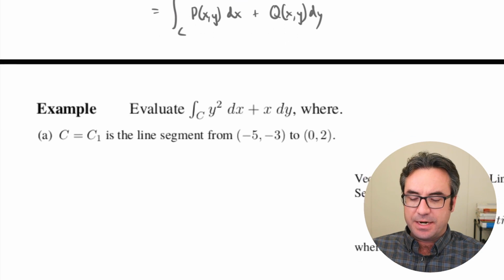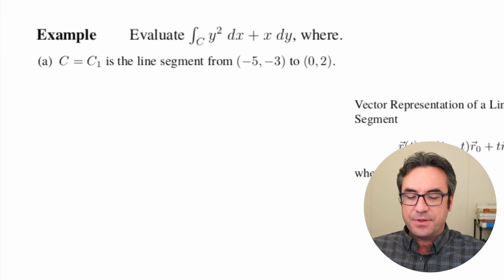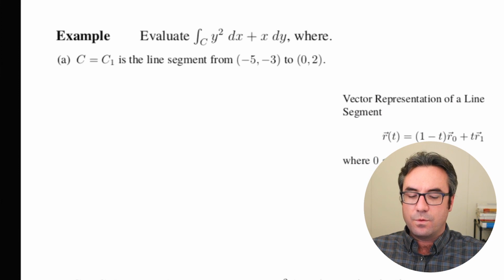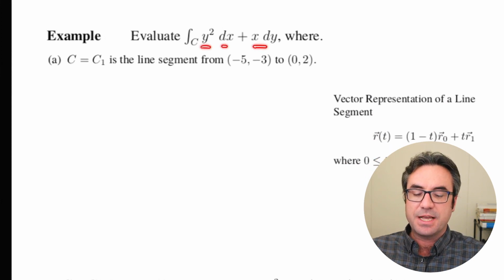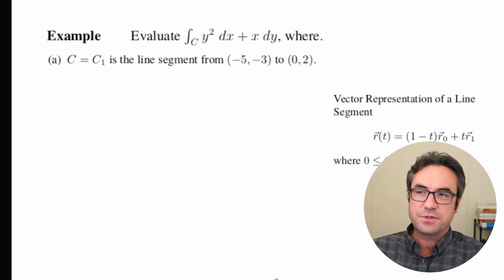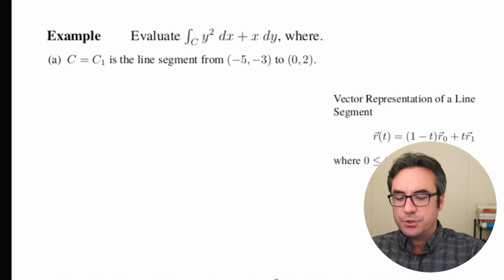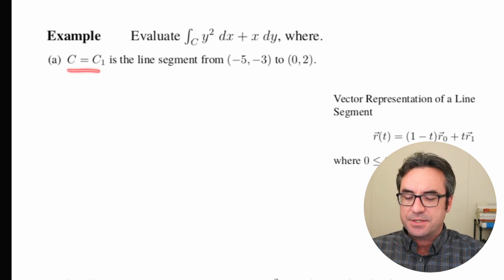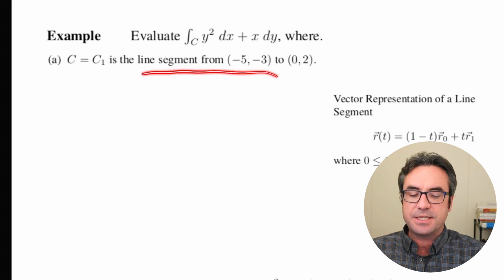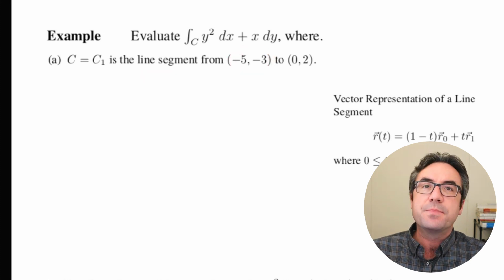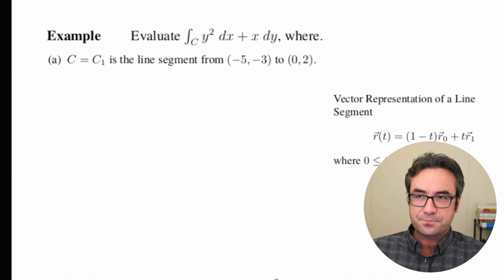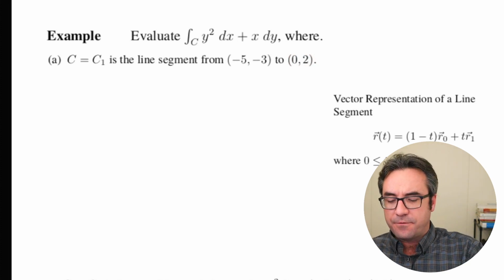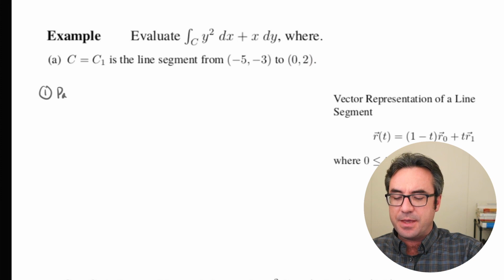All right, let's try an example. So let's look at this line integral of y squared dx plus x dy, where we're going over curve C. In this case, we're going to start with part A. Curve C is the line segment going from the point -5, -3 to the point 0, 2. As with any line integral, the first thing we need to do is get the parameterization for our curve. So we have to parameterize C.